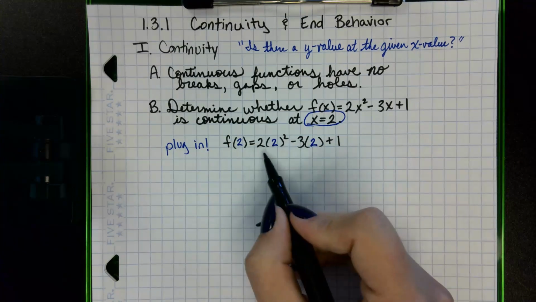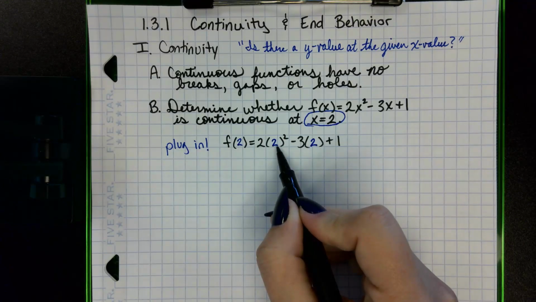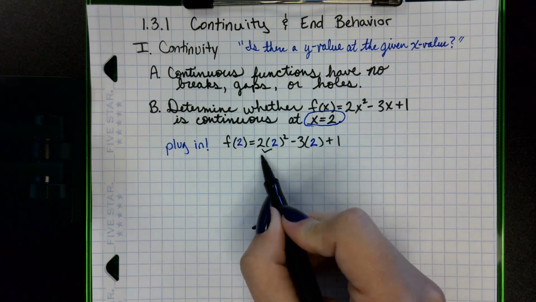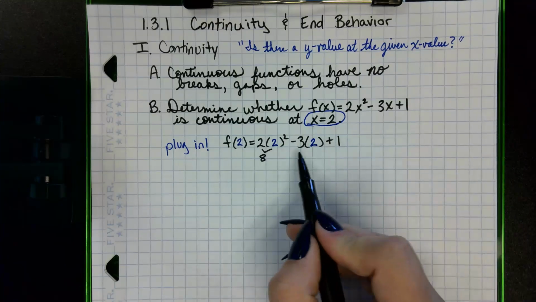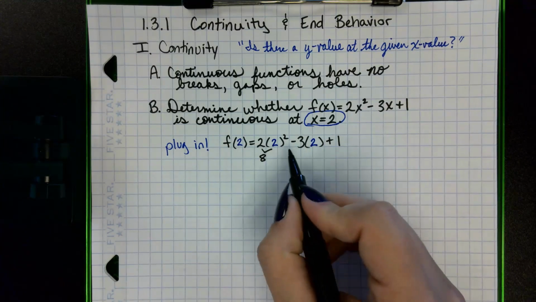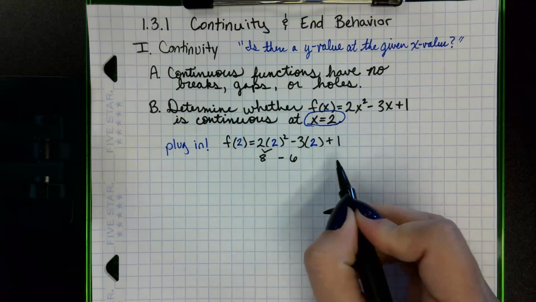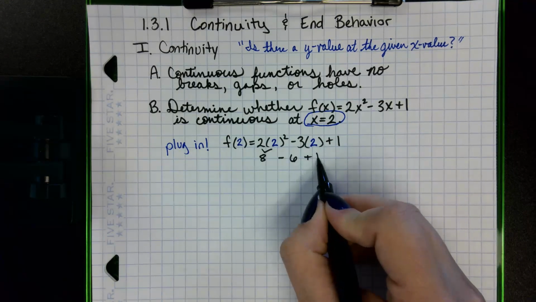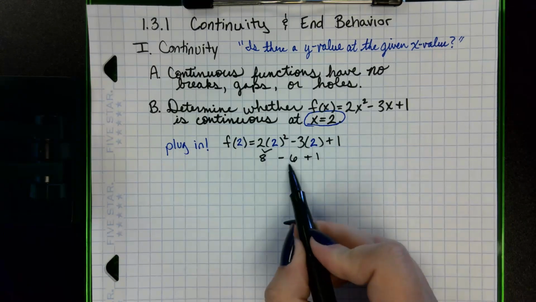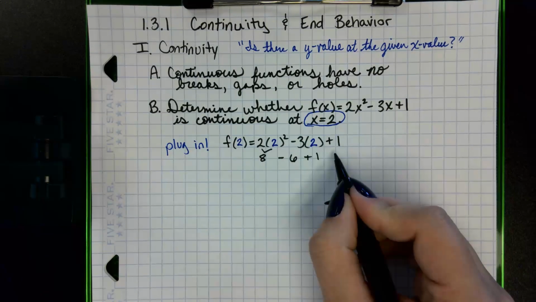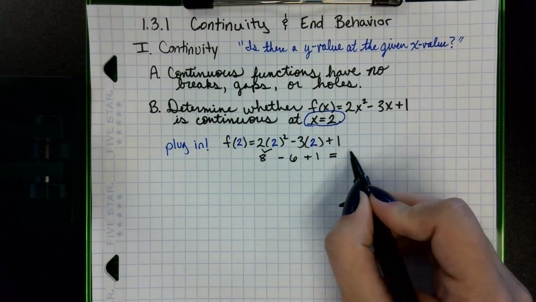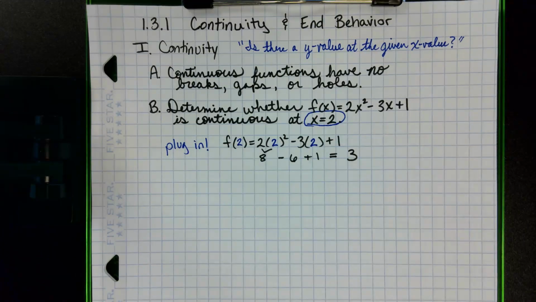So here I'm evaluating. I have 2 squared, that's 4 times 2. That gives me an 8. Negative 3 times 2 is negative 6 plus 1. So I have 8 minus 6 is 2 plus 1. That gives me 3. Okay, so if I'm asking, is there a y value at that given x value? Well, I see it is 3. So now I can answer my question.